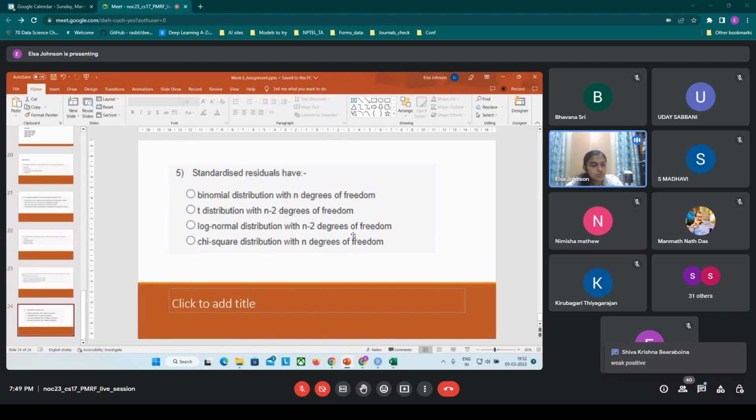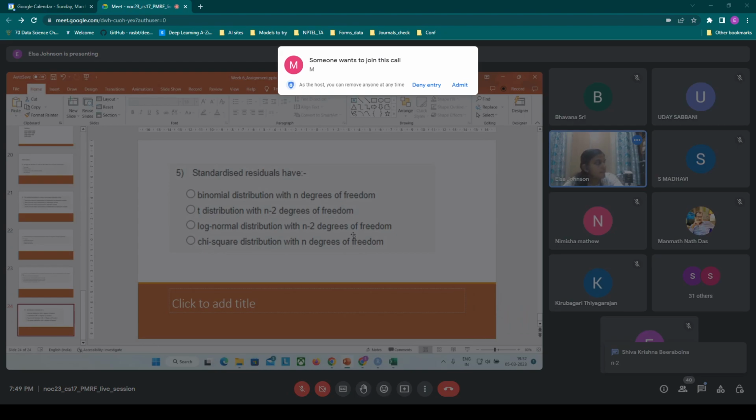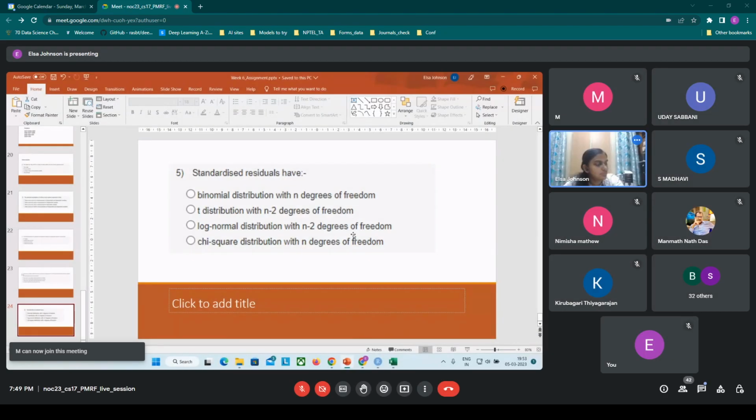Then standardized residuals have, yes, Shiva, that's right, weak positive. So next question. Standardized residuals have, I think it's the second one. Yeah, T distribution with n minus 2 degrees of freedom. Okay. So that's right. So I think the practice questions are also over.